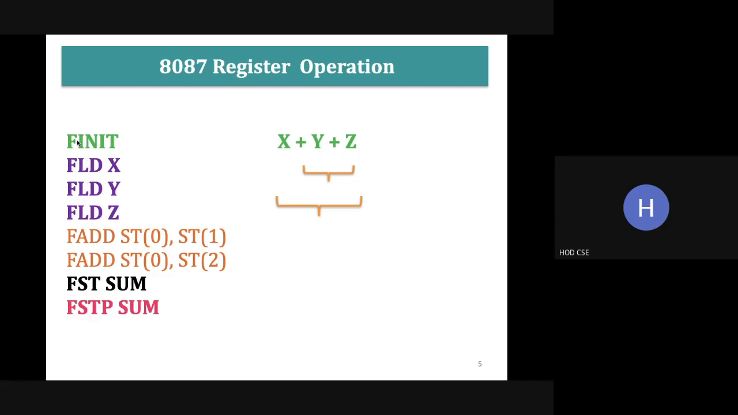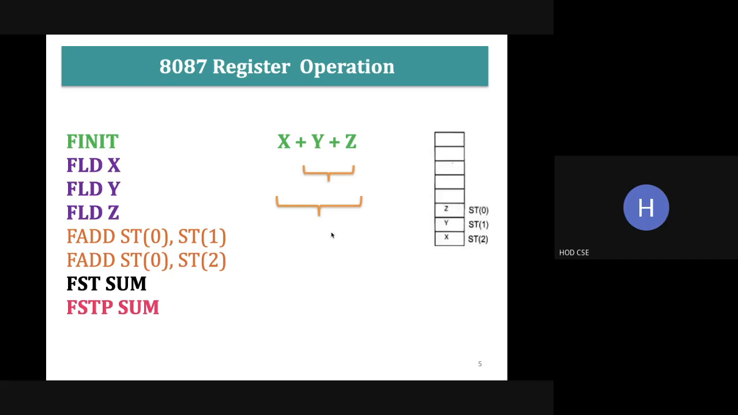See here in this program, in all the instructions we have F. F refers to floating point data. This FINIT is to initiate the operations. And here FLD X is loading the value X into the register stack. Next is loading the value Y into the register stack. Okay, FLD Y. Then this FLD Z loads the Z value.